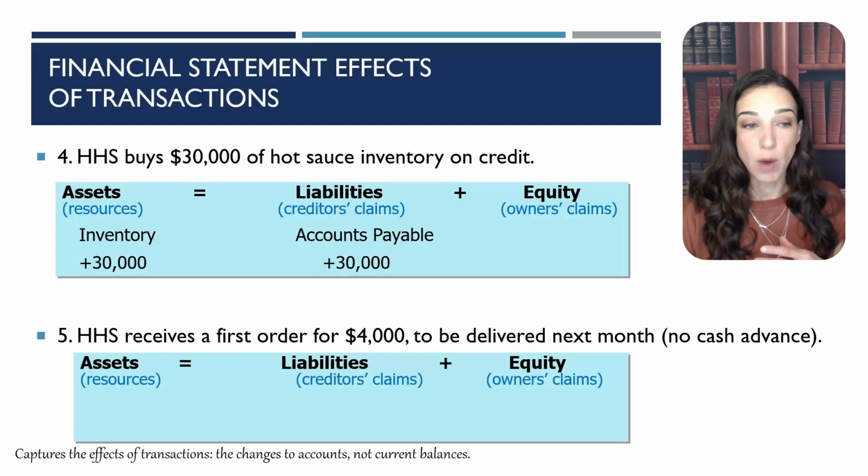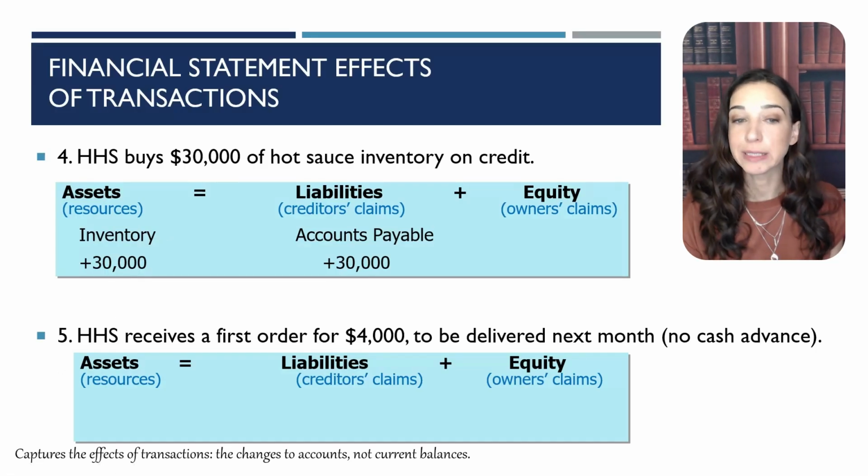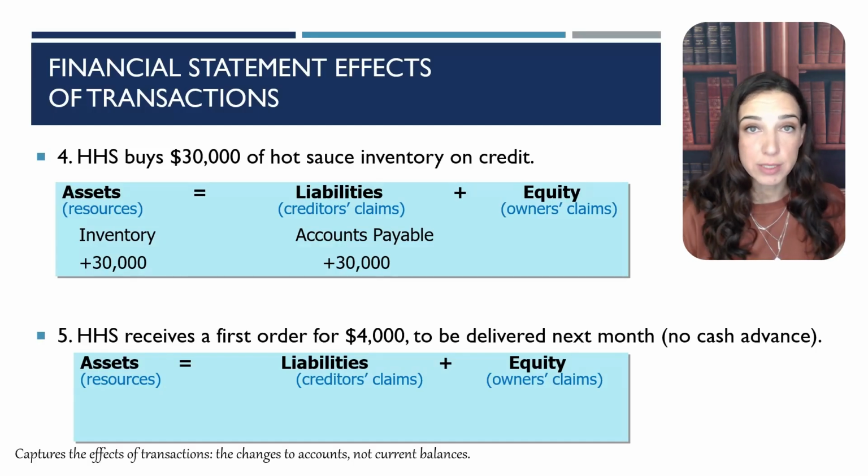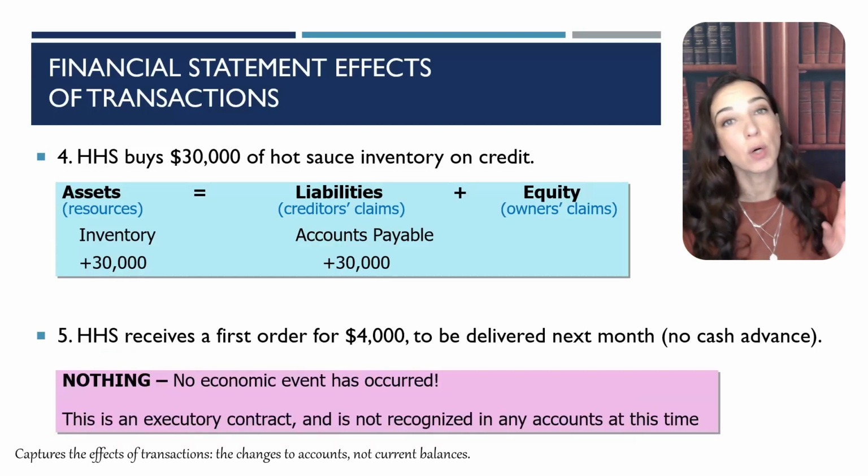Now we get to our fifth transaction. Woohoo! Hartford Hot Sauce receives the first order for $4,000 to be delivered next month. They did not receive any cash from the customer. What do they record? How does this transaction ultimately show up on the balance sheet? So at the moment that this transaction happens, we do not record anything.